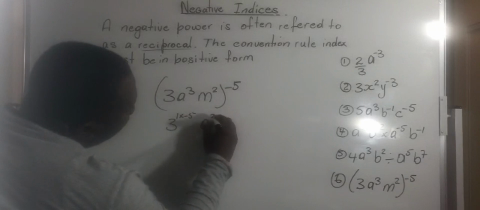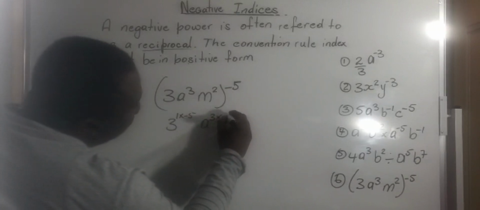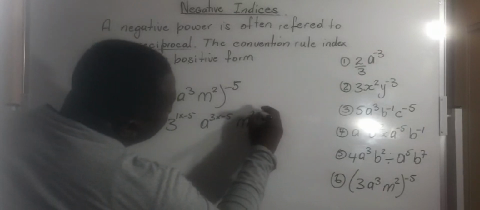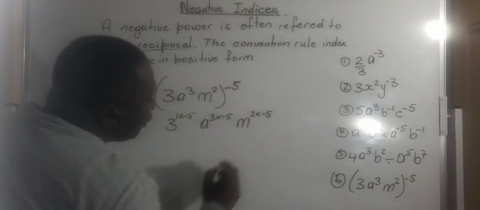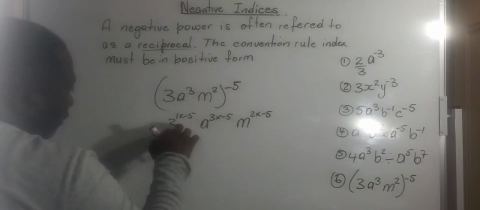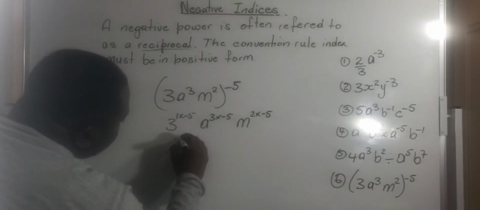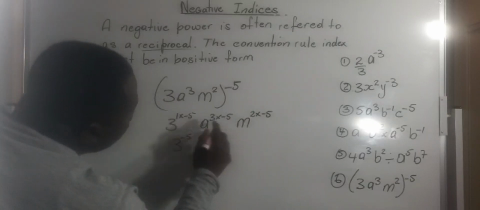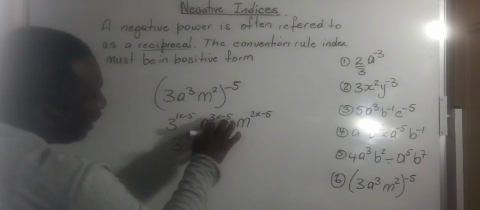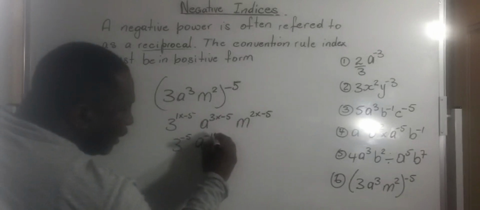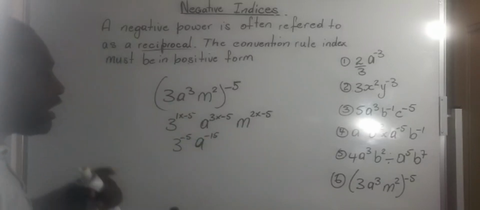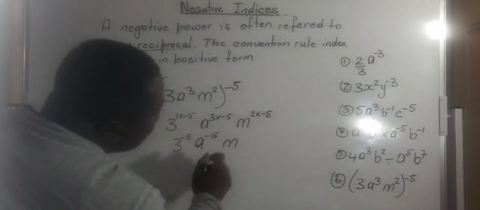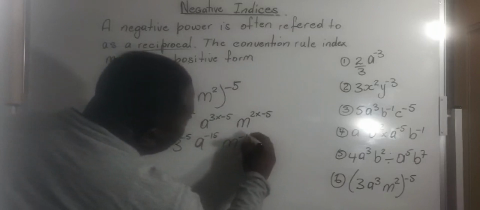A to the third times negative 5, and M to the second times negative 5. What we'll get here: therefore, this will be 3 to negative 5, and this will be A. 3 times negative 5 will give us negative 15. A positive and a negative, two different signs, will give us a negative outcome. Likewise, M, positive and negative will give us a negative outcome, negative 10.